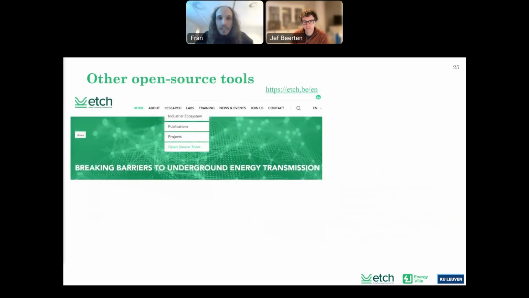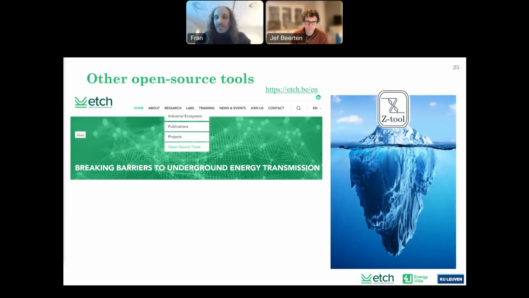And well, what I have explained so far is that the SET tool is a useful tool. However, in ETH, I really encourage you to go to the website and look at the open source tools, because what we have seen today, the SET tool, is just the tip of the iceberg, let's say. Here you will find many other toolboxes.